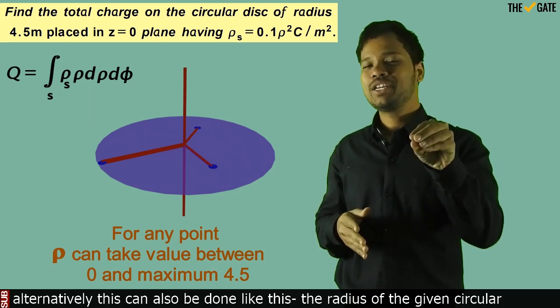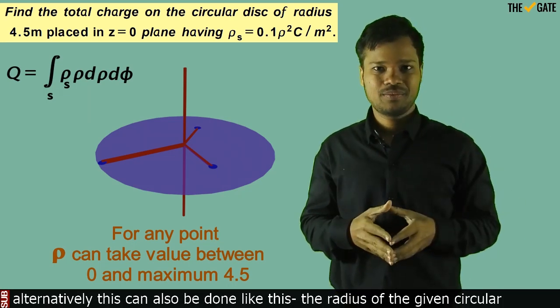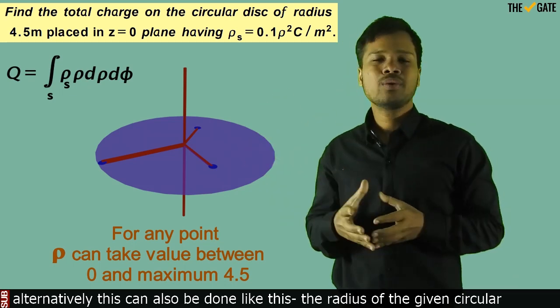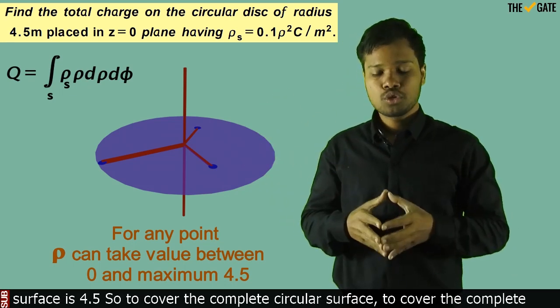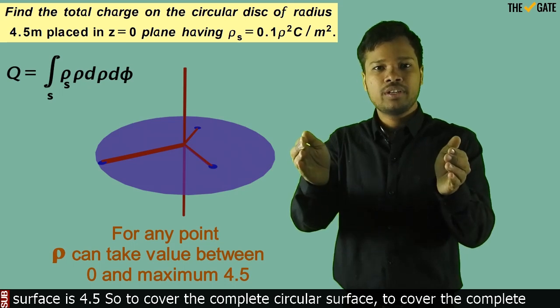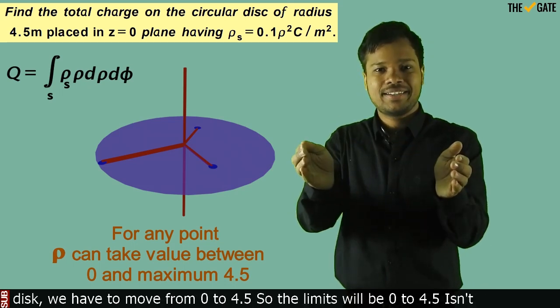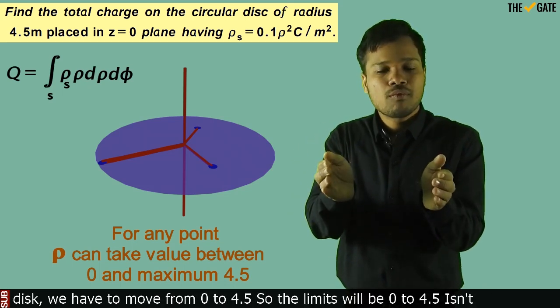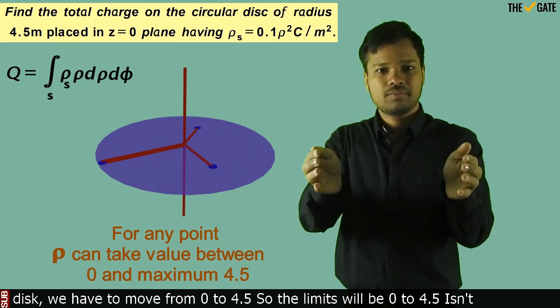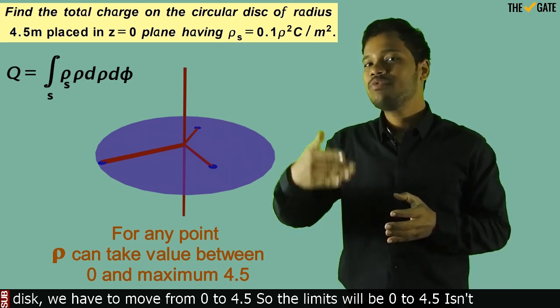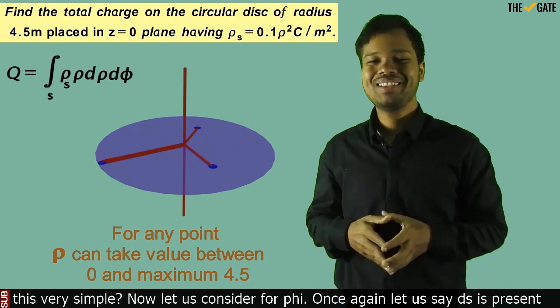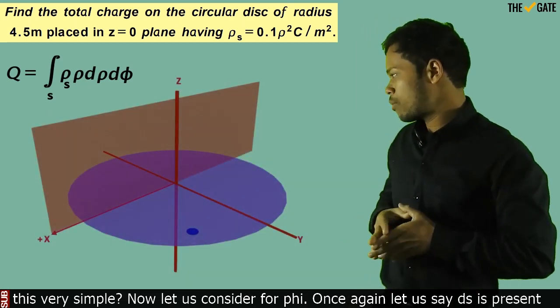My dear, alternatively, this can also be done like this. The radius of the given circular surface is 4.5. So to cover the complete circular surface, to cover the complete disk, we have to move from 0 to 4.5. So the limits will be 0 to 4.5. Isn't this very simple? Now let us consider phi.